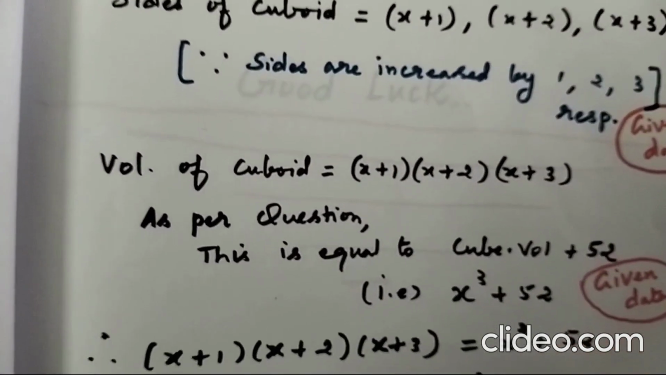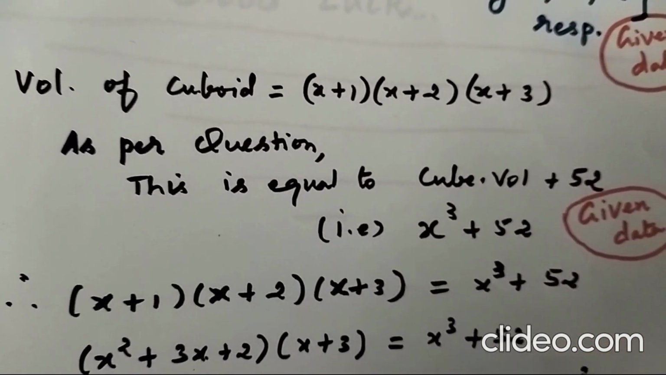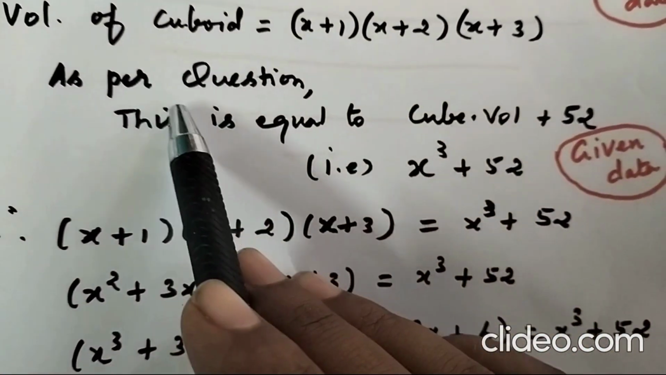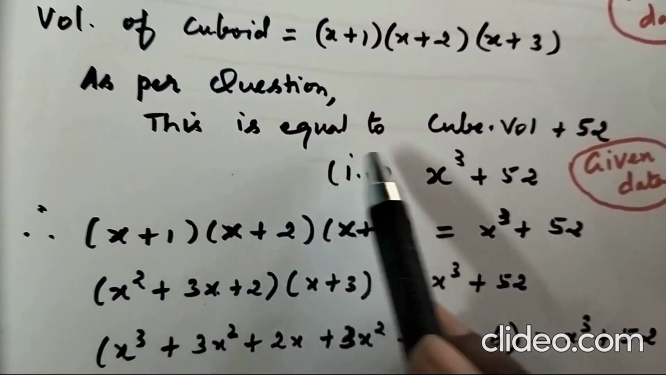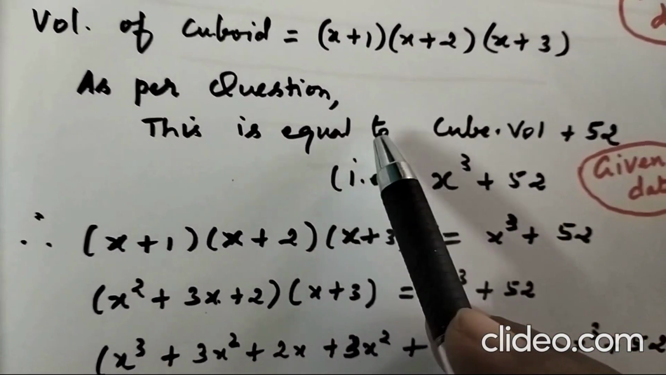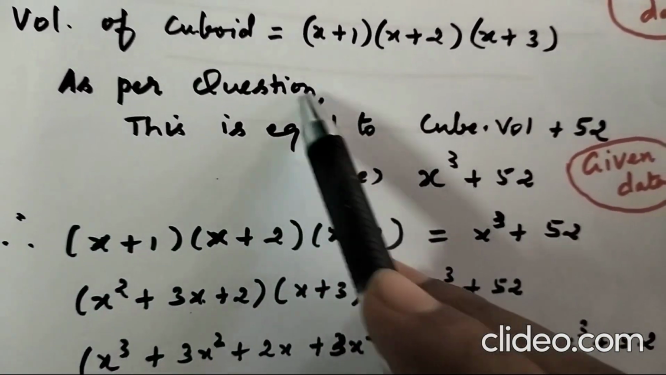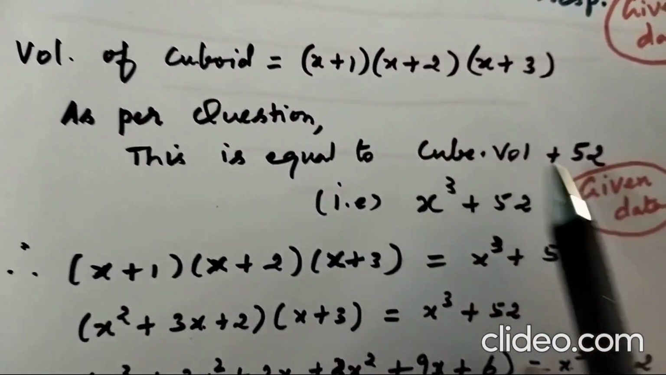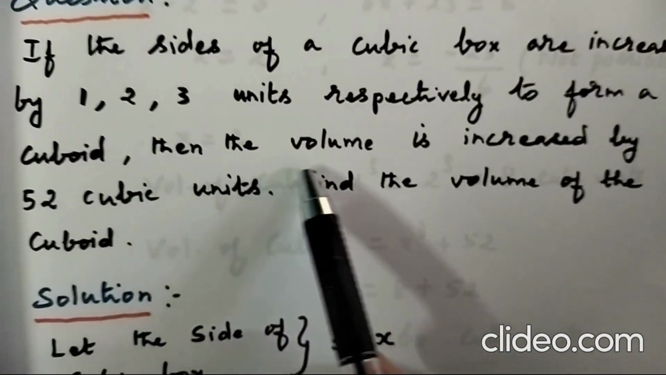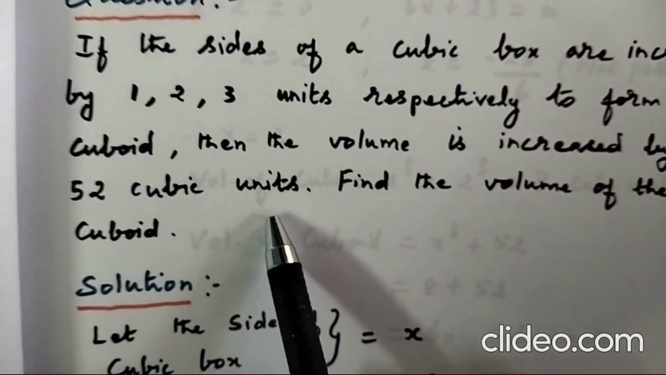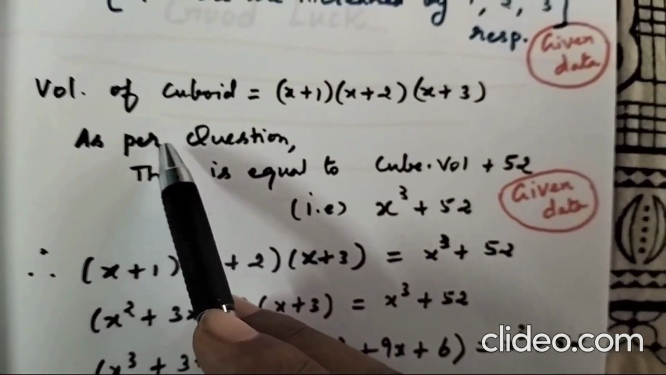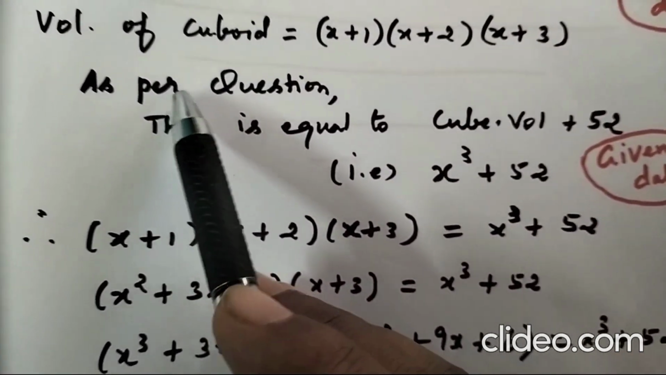Now, all of you concentrate on the second given data in the question. As per the question, this cuboid volume is equal to volume of cube plus 52. Now, let us see the question again. The second given data in the question is very, very important for solving the theory of equations. We can see here, the volume is increased by 52 cubic units. So what is the meaning? What we have to express? In what way we have to express this in the answer?